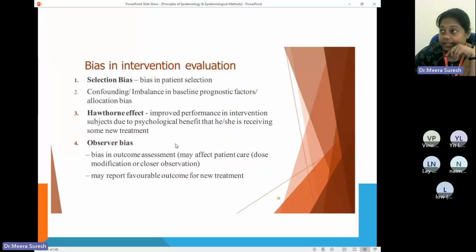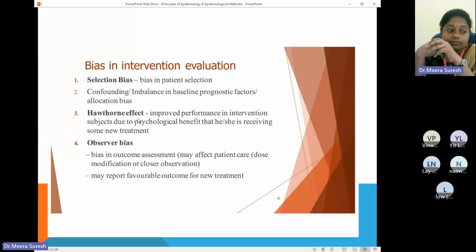So this is the basic study design of an RCT. Now, the biases possible over here, I have kept four biases. The most important bias in the case of RCT will be the Hawthorne effect. The Hawthorne effect is where people change their behavior, especially when they know they are being observed.